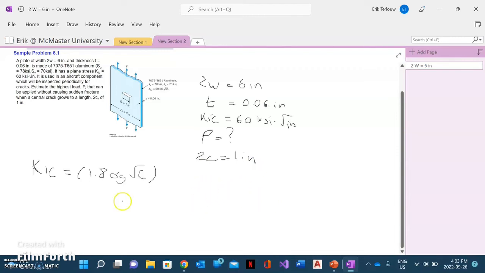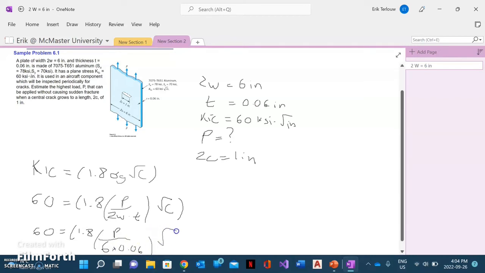So now let's plug in what we have. 60 is equal to 1.8, and remember, sigma g is equal to P over 2W times T, square root C. 60 is equal to 1.8 P over 6 times 0.06 square root. 2C equals 1, so C is 0.5.